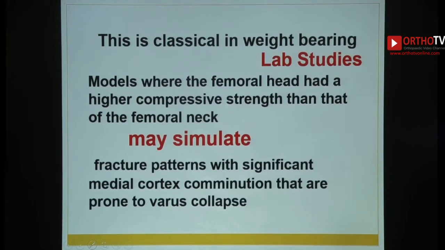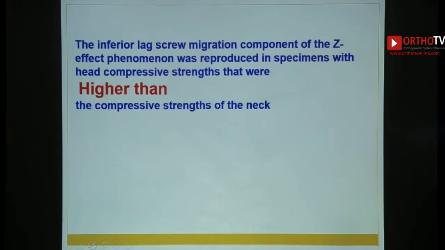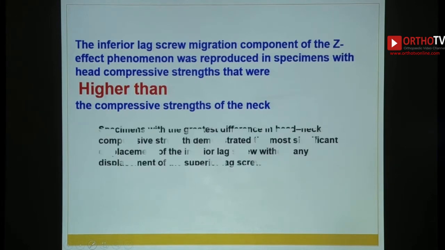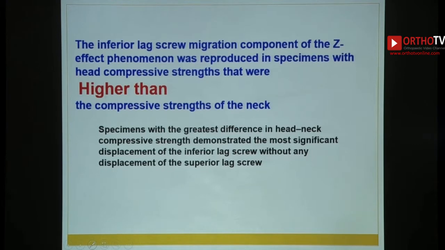That can also simulate exactly the same way where there is a medial cortical comminution and a proneness to varus collapse. All these fall in place where the compressive strength going through the head was more than the femoral neck. So the inferior lag screw migrates, as you've seen, because there are higher strengths going through the head than the neck, and the difference between the head and the neck is more. That also shows that displacement of the inferior screw without any displacement of the superior lag screw is more significant. There is more displacement. The greater the difference in strength between the head and neck, the more the displacement.